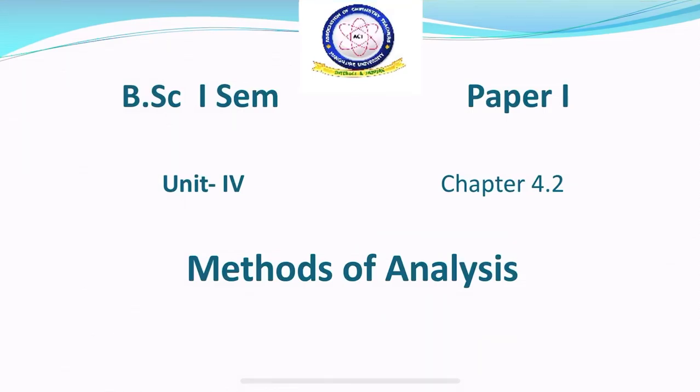Hello dear students. In this session we are going to discuss methods of analysis, that is chapter 4.2 under unit 4. In our previous class we completed chapter 4.1, that is chromatographic techniques. We discussed thin layer chromatography, paper chromatography, column chromatography and gas chromatography, the principles involved in those techniques, the advantages of each particular technique, and also we saw a few examples. So that completed chapter 4.1.